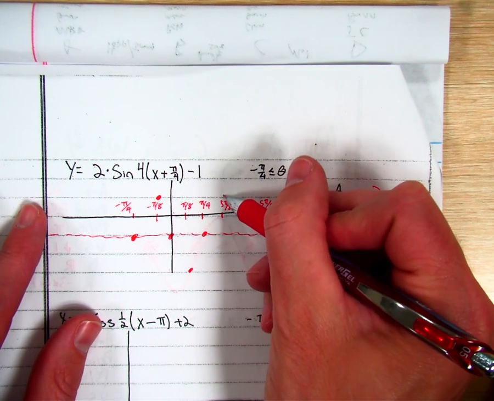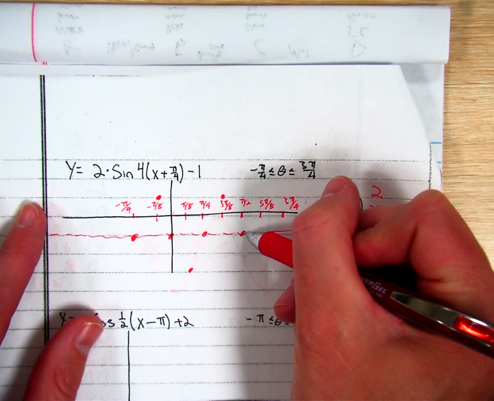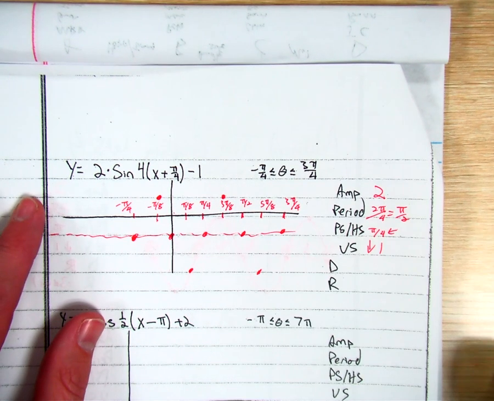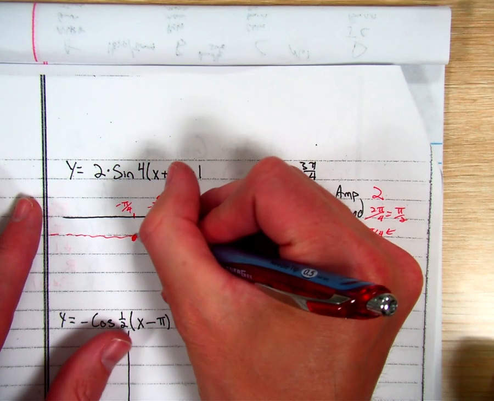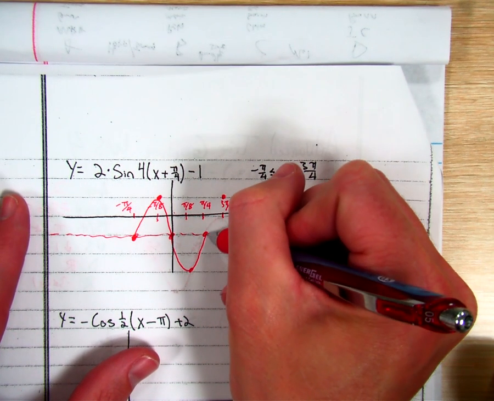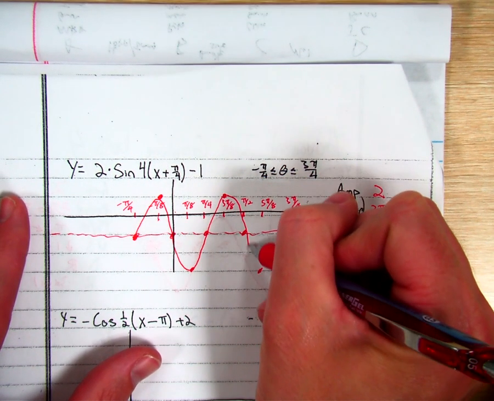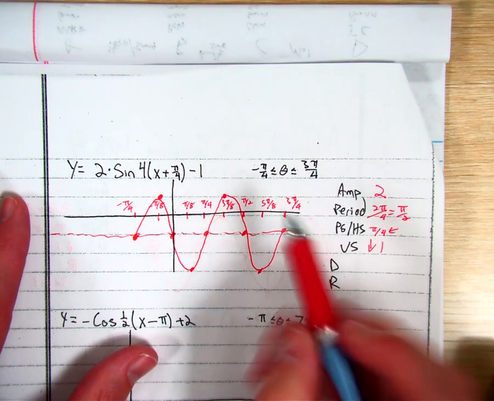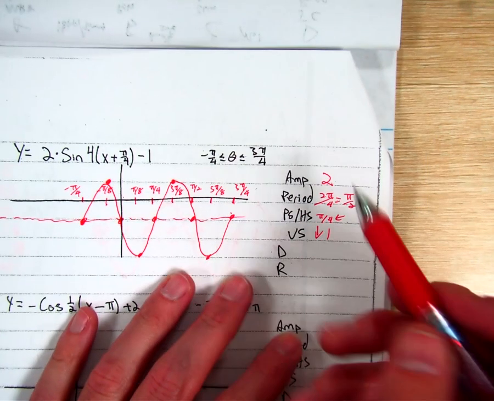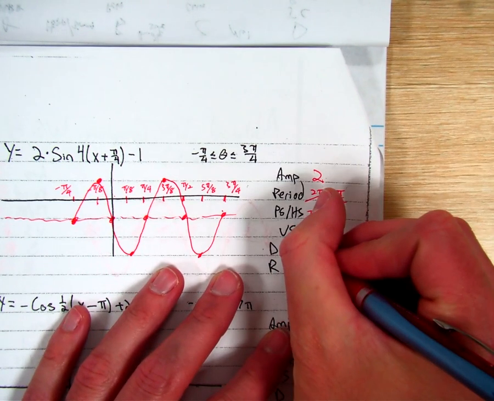Midline. 2 above it. Midline. 2 below it. Midline. You probably won't have domain and range with this type of problem because the domain is basically given to you already. Because we're only going from there to there, so we're not going to do arrows. Okay, the domain's basically given to you up there.